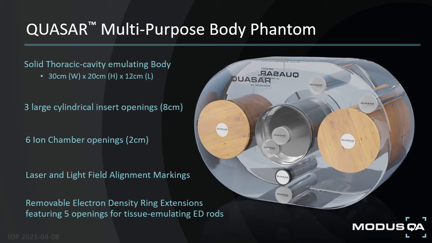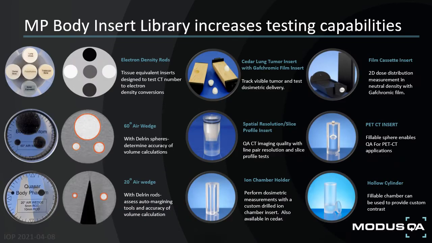And lastly, each MP body also comes with an electron density ring that features around 5 tissue-emulating ED rods for CT number to relative electron density conversion calibration. So we'll talk a little bit more about this on the next slide, but I did want to point out that the ring is completely removable. So if you have already completed the testing and do not want the ring to take up an insert opening slot, you can simply remove it in order to improve access to more ion chamber locations. And of course, the tissue ED rods are also removable and interchangeable as well.